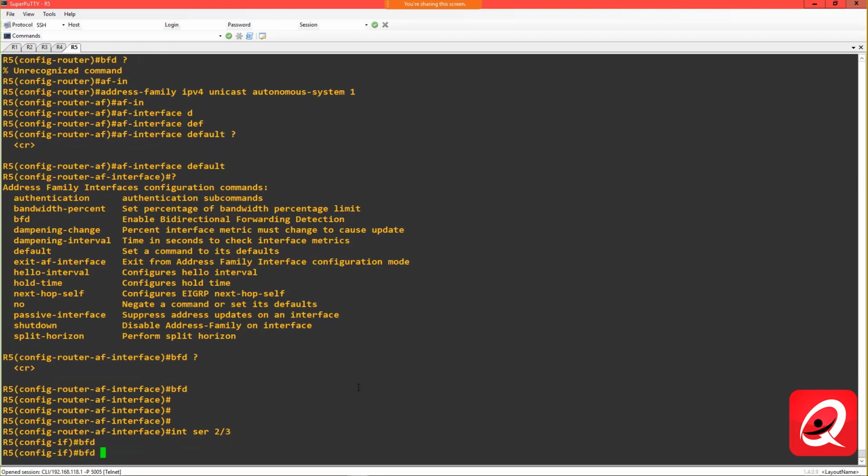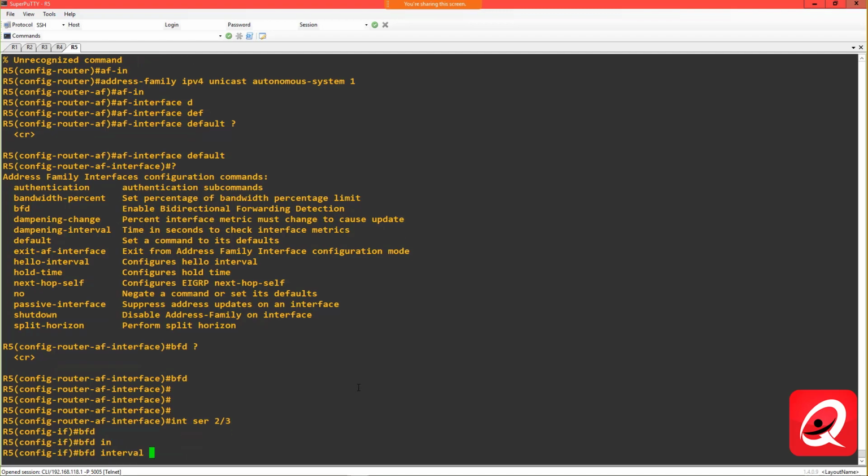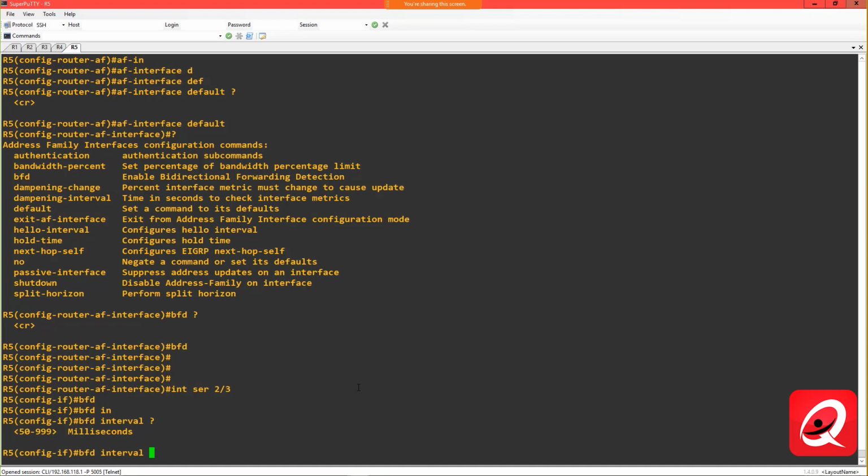And let's set our BFD interval. This is where you can specify how quickly you want to send the keep alive messages. Typically, we'll keep this relatively low. It makes sense actually that this is an interface specific configuration because it is supposed to be done in hardware. So let's go ahead and set it to 100 milliseconds.